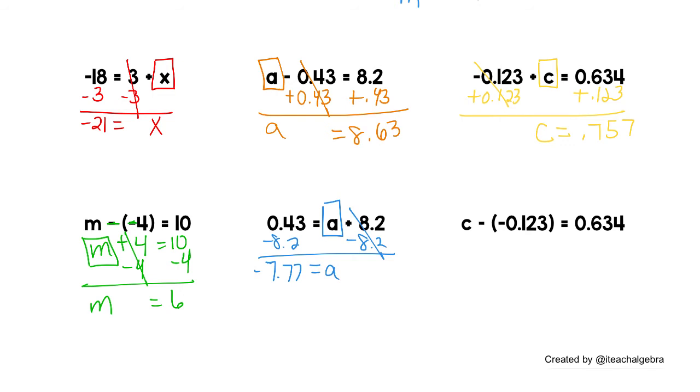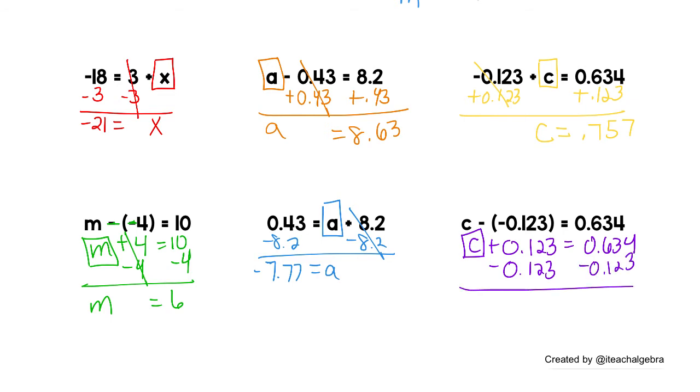Last but not least, let's get rid of these crazy double negatives. Turns into C plus 0.123 equals 0.634. C will stay, opposite of the term. These are all going to be one-step equations, so you're only going to have one term on all of these today. So C comes down, and we're left with 0.511.